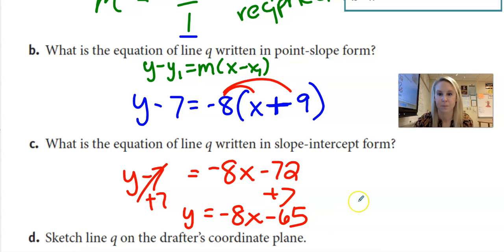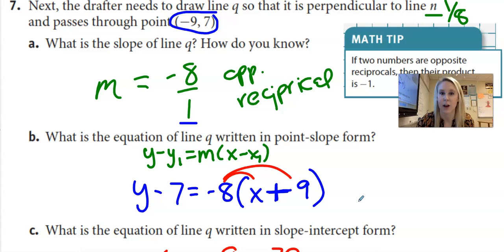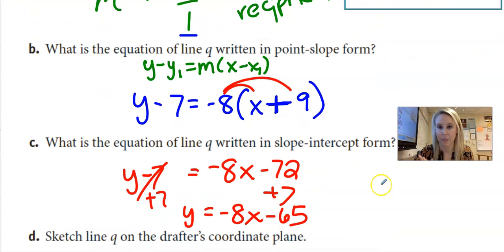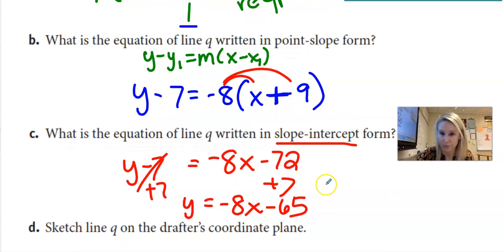Okay, so again, this is a process of how to write the equation of a line. They're going to ask you parallel, perpendicular. You'll have to know if you keep the slope or make it an opposite reciprocal. If they give you a point, you're going to use point slope form. To write it in slope-intercept form, you're going to distribute.